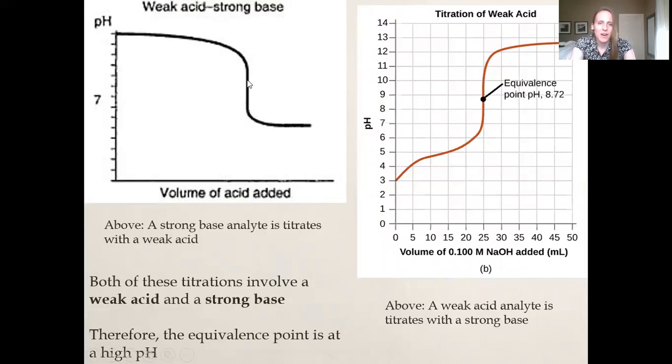And then lastly, in both of these examples, we've got equivalence points that would be above 7, which means that we have a stronger base and a weaker acid for both of these examples. In the first one here, I'm starting high, so that means my analyte is the base and my titrant is the acid. In the other example, I'm starting low, so that means the analyte is the acid, and then I'm ending up high, so the base is the titrant.